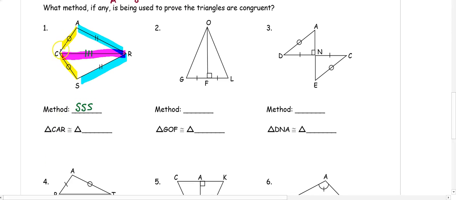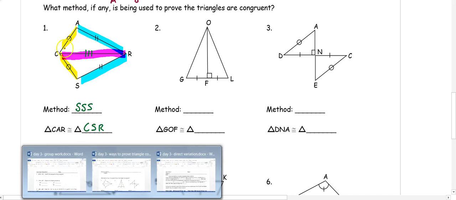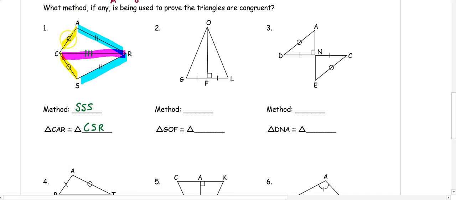So we would have triangle CAR is congruent to CSR. Remember that order is important, so you have to pay attention to what things are congruent. So if CA is the side with the circle, and it's the first two letters, then the other side with the circle has to be the first two letters.